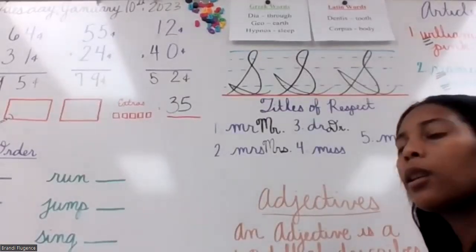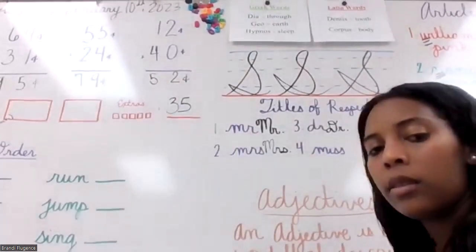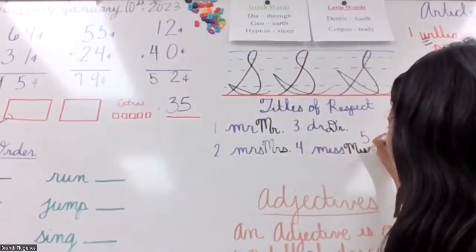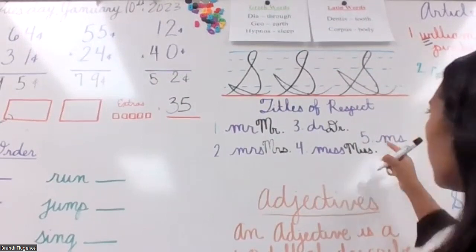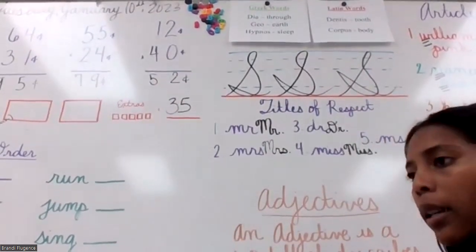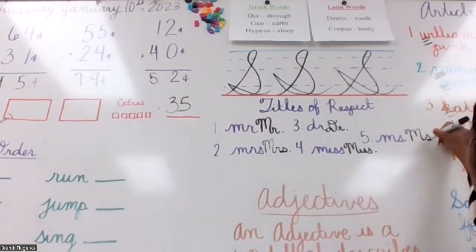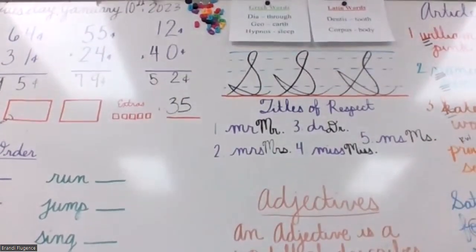Miss, how would I write Miss the correct way? Capital M, I, S, S, dot. And then Ms., how would I write that correct? Capital M, S, dot. All right, awesome.